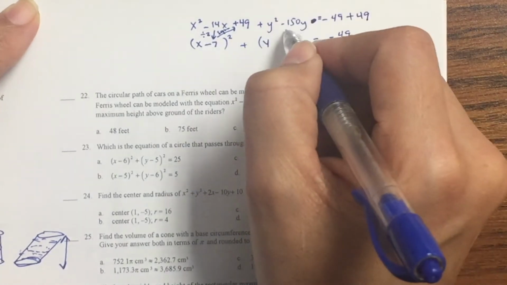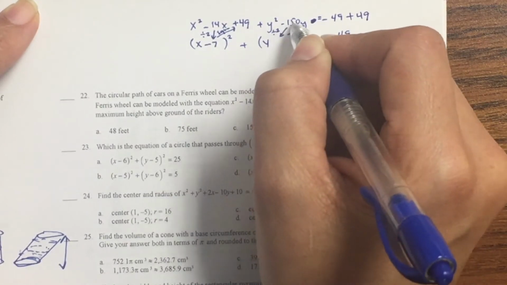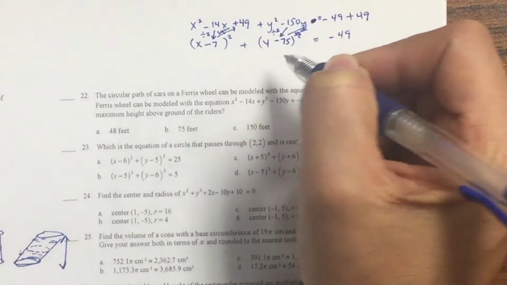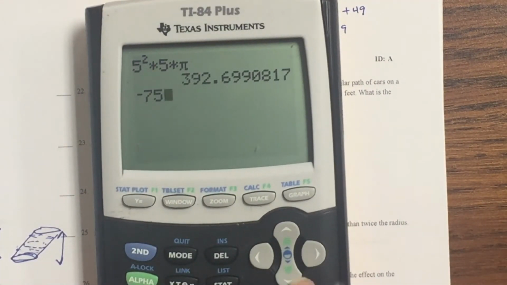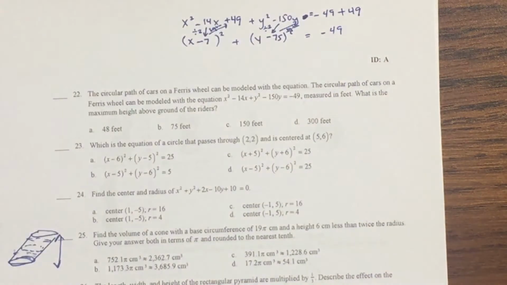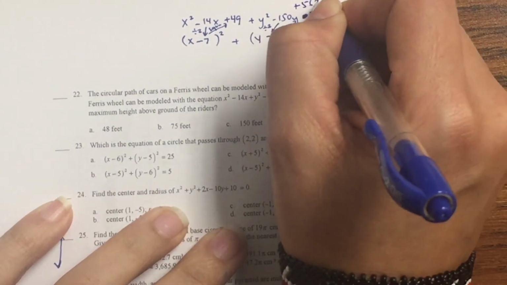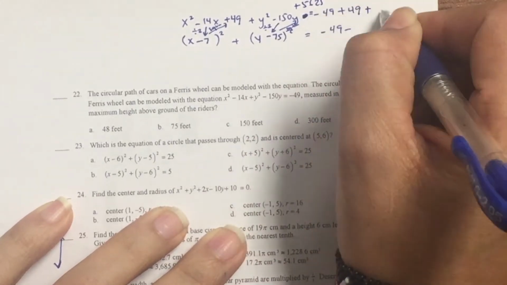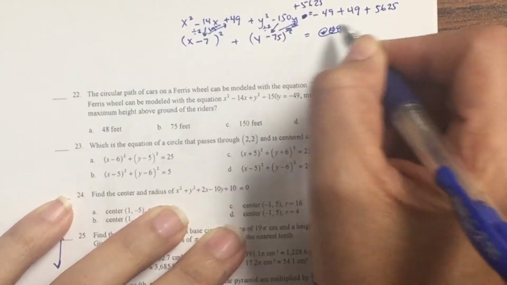Do the same thing with the y's. How do I get from here? Divide by 2, and then square it. Divide by 2 is negative 75, and then square it. Make sure you always put that in parentheses. Negative 75 squared is 5625. So plus 5625, and if you add it to one side, you add it to the other. 5625. Now let's combine all of that.